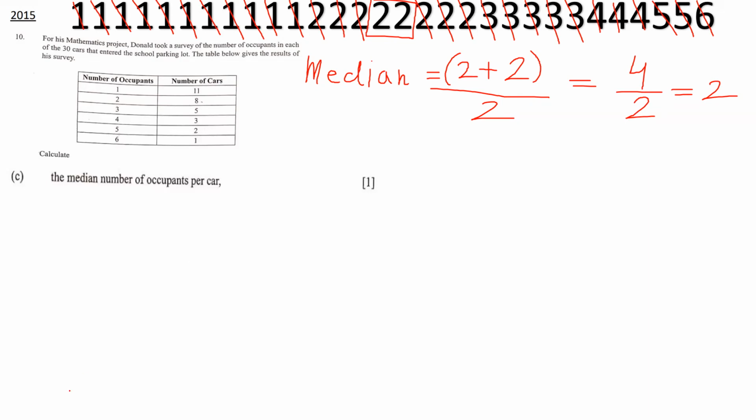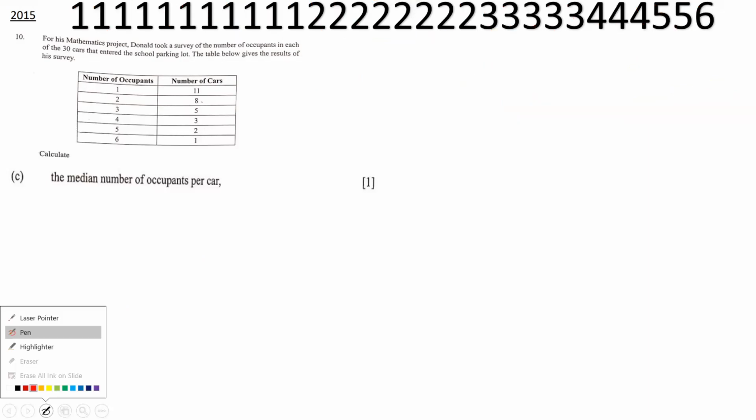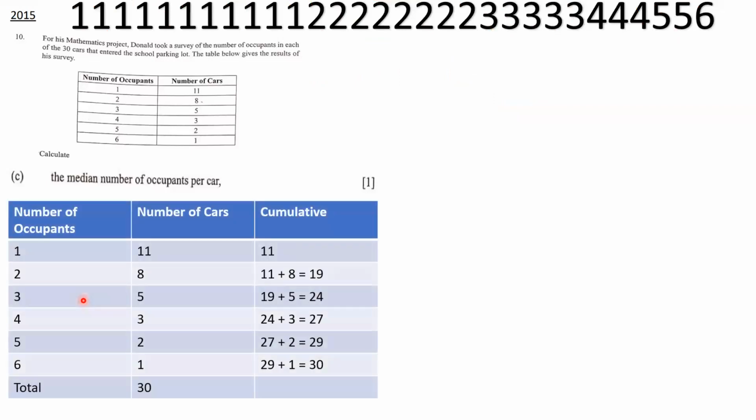Now we also have another way that we could do the same question. Let me erase all ink from the slide. Another way is to remember this formula. The formula tells us that the position of the median we can find by doing n plus 1, all over 2. But first, we have to construct this chart.